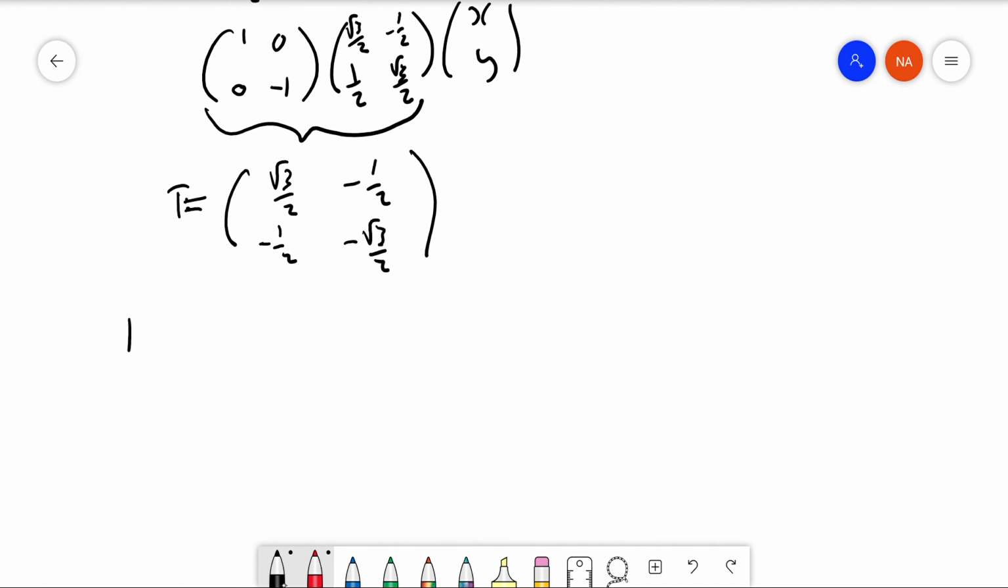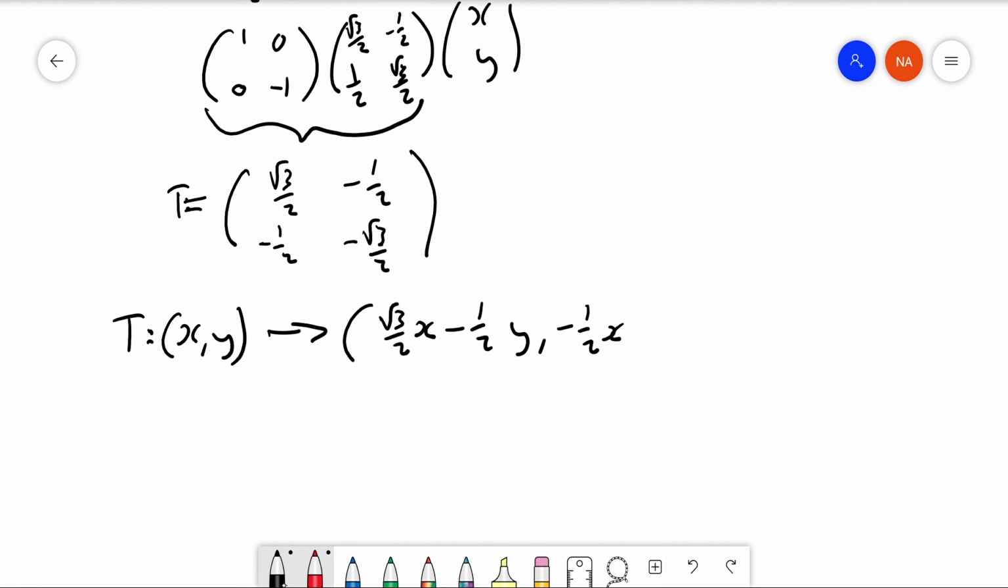So the transformation is ax plus by, cx plus dy, so that's root 3 over 2 x plus y, and minus half x minus root 3 over 2 y. And that is the combination. And yeah, that's that. I will stop.